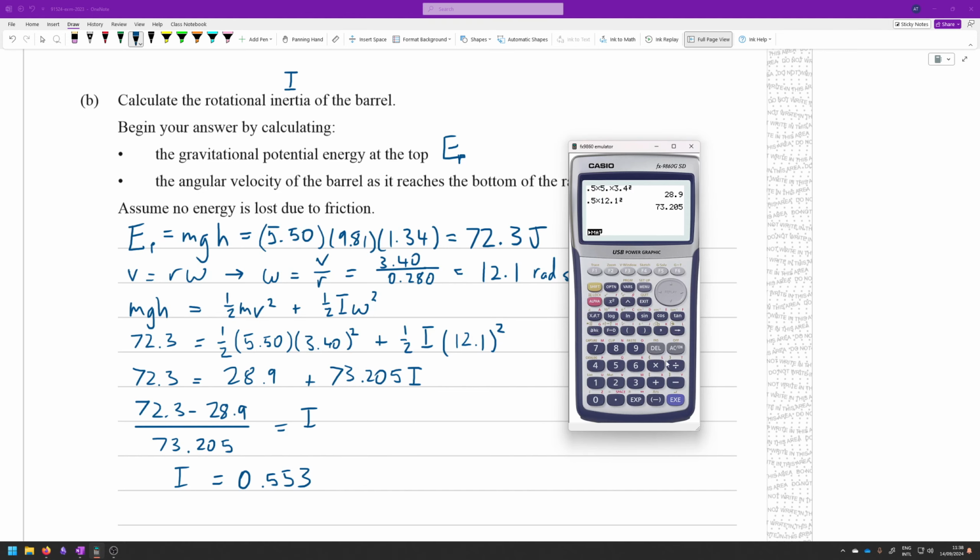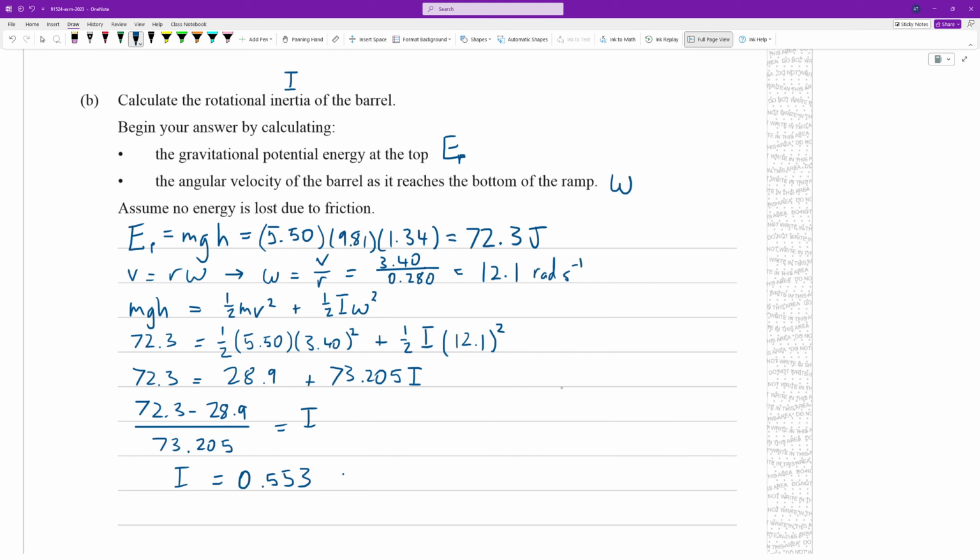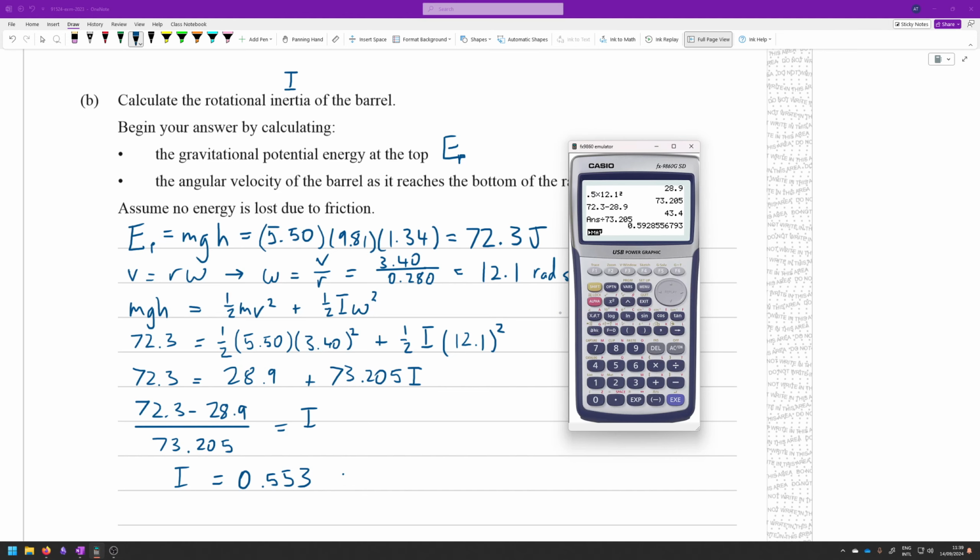And since I don't trust the mark scheme all the time, let's double check. 72.3, take away 28.9, divided by 73.205. Yeah, so this is why we don't trust the mark scheme. So I would say rounding in the mark scheme would have been preemptive, or maybe I did it preemptively. But regardless, you get either of those answers.